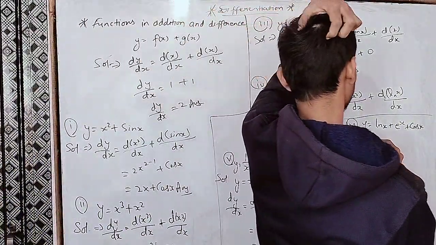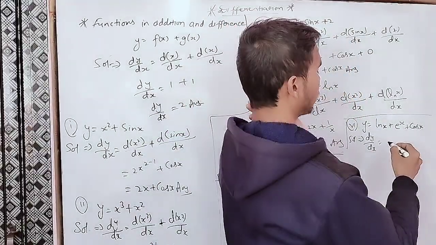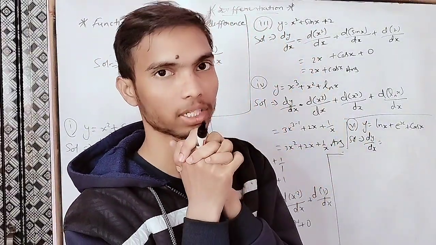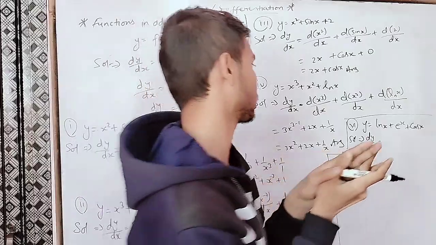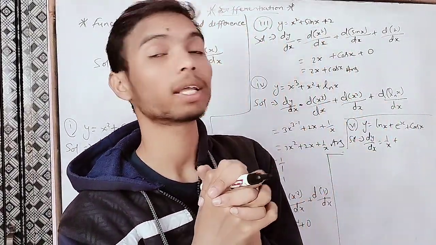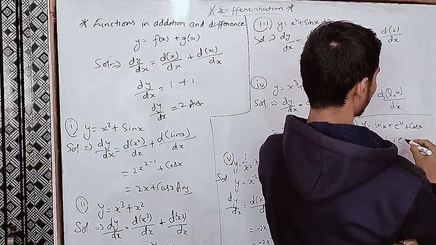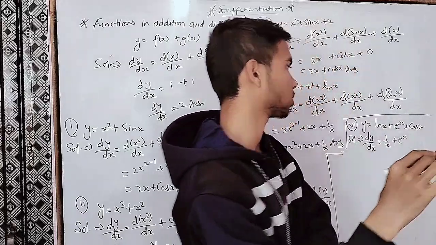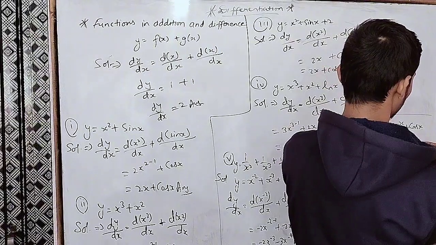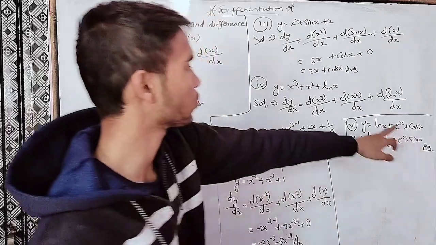Okay. dy by dx. We already know the differentiation of ln x is 1 by x. Then the differentiation of a raised to the power x is the same, we can't change it: a to the x. Okay. Then the differentiation of cos x is minus sin x. This is our answer to this question.